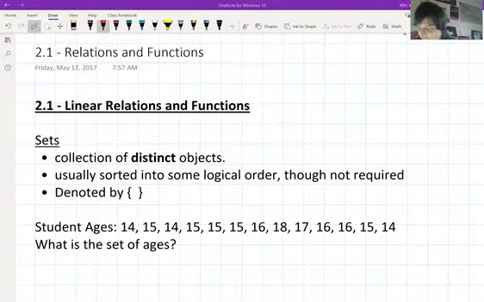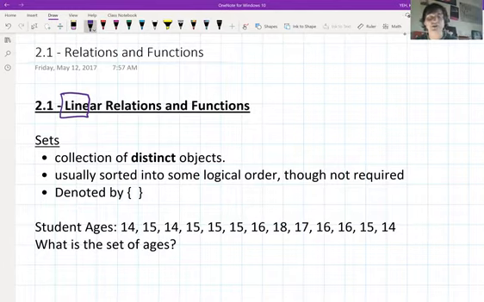So chapter 2, section 1, deals with linear relations and functions. The first thing I like to highlight here is the root word of linear, and that is line. We are going to be talking a lot in this chapter about lines. Lines are inherently straight, they go on forever, and so a lot of the functions we look at are going to have to deal with lines.